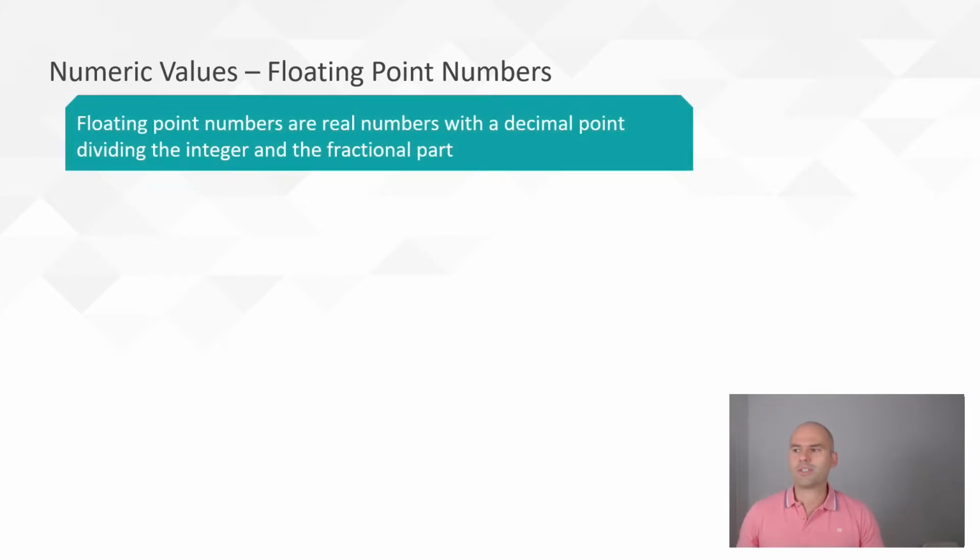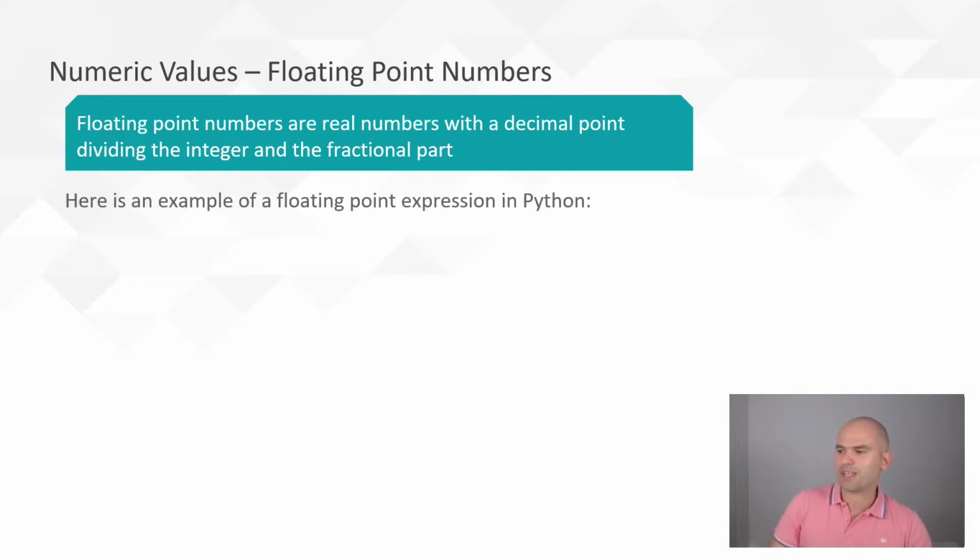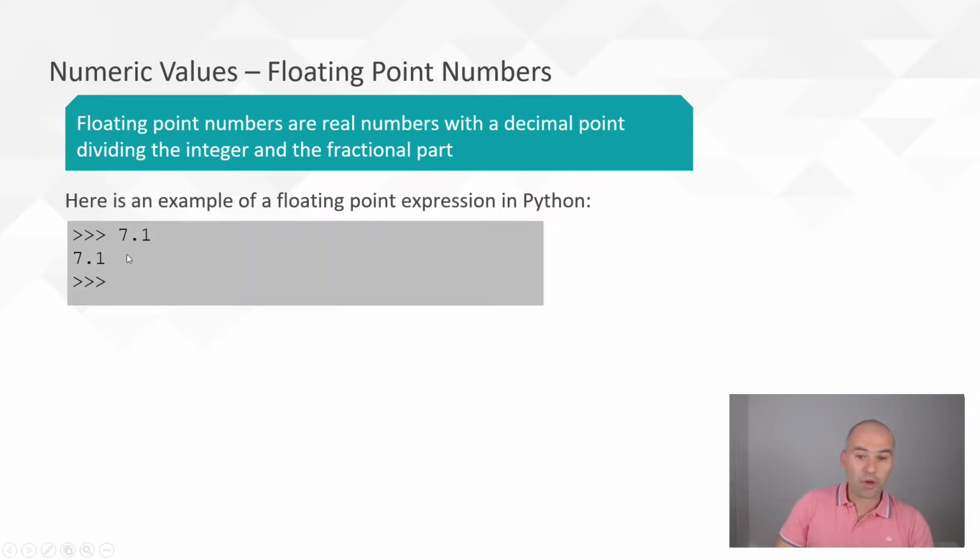Next we have floating point numbers. Now, floating point numbers are real numbers with a decimal point dividing the integer from the fractional part, like 10.5. 10 wholes, that's the integer portion, the decimal point, and the 5 is like 5 out of 10. That's the decimal point. Floating point expression in Python, 7.1. So Python, anything with a dot, Python is going to recognize as a floating point.